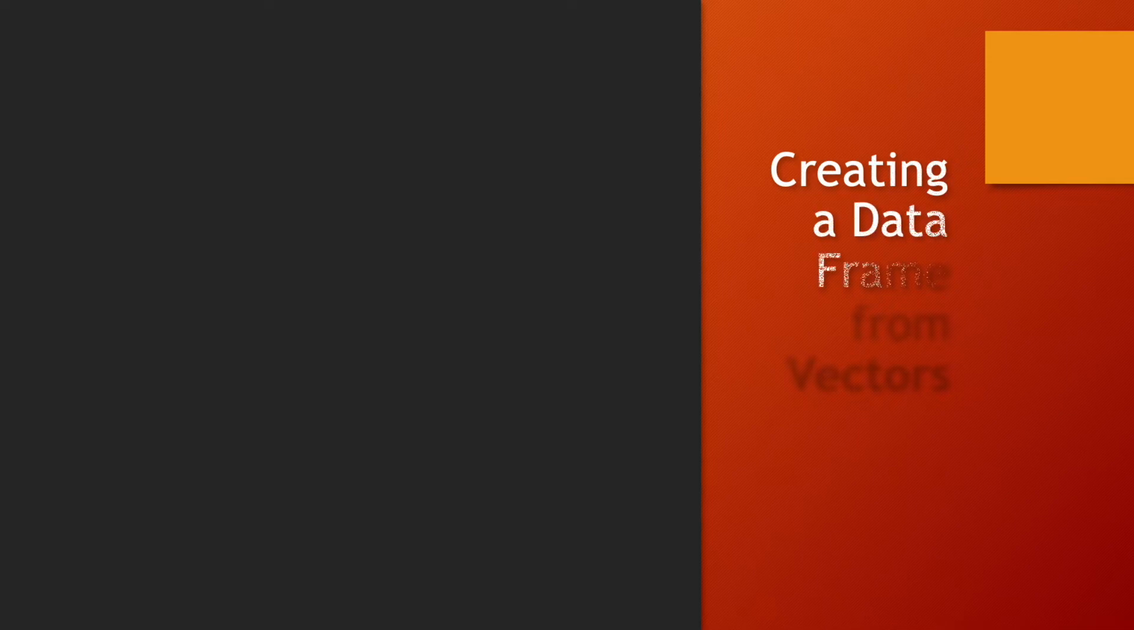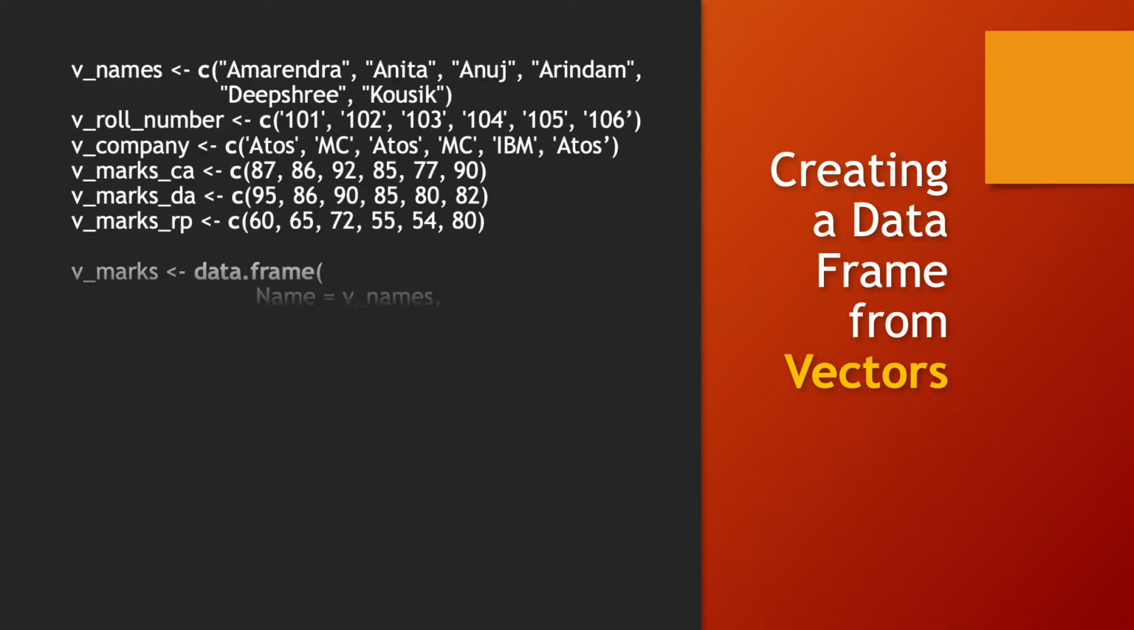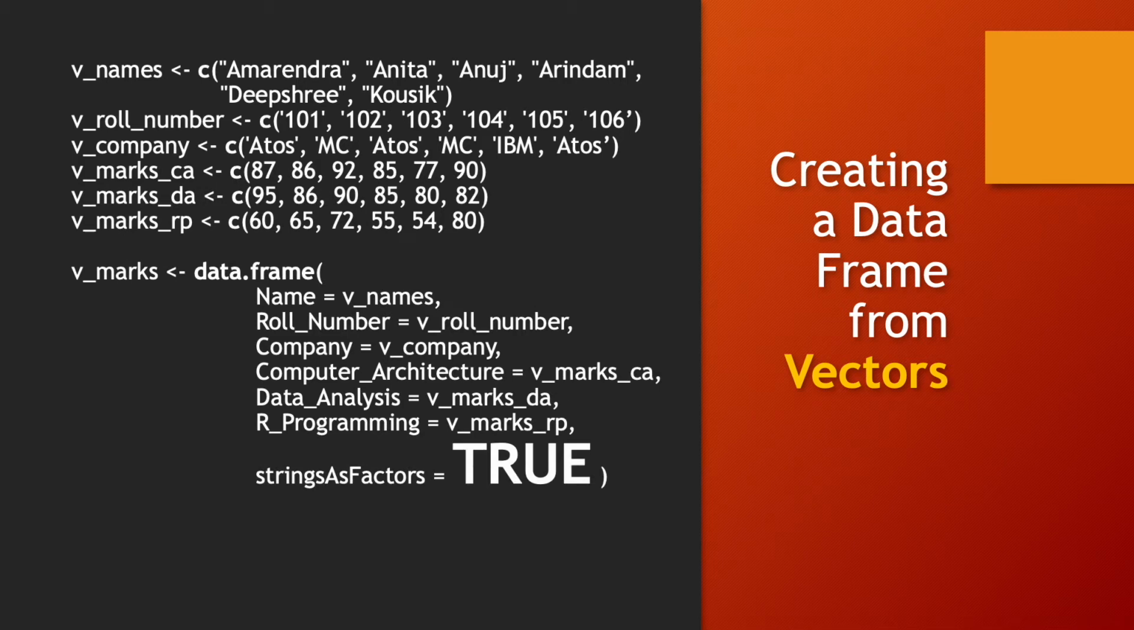We will use the same code that we used in the previous video for creating the data frame from vectors. So the code is here where we have created the 6 vectors, and from the 6 vectors we will create the data frame called v_marks. Here the only difference is that we will set the parameter stringsAsFactors equal to true. So now let's head to RStudio and see the impact of this parameter setting.